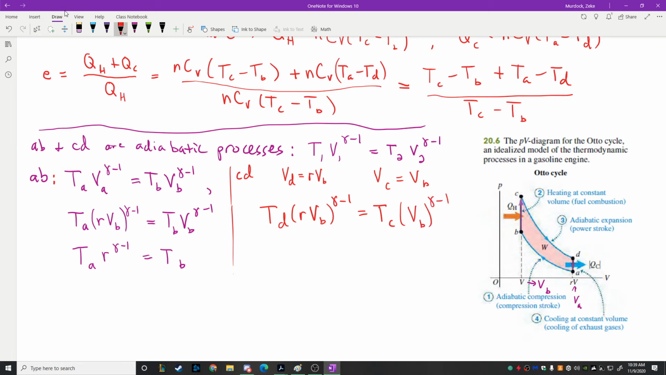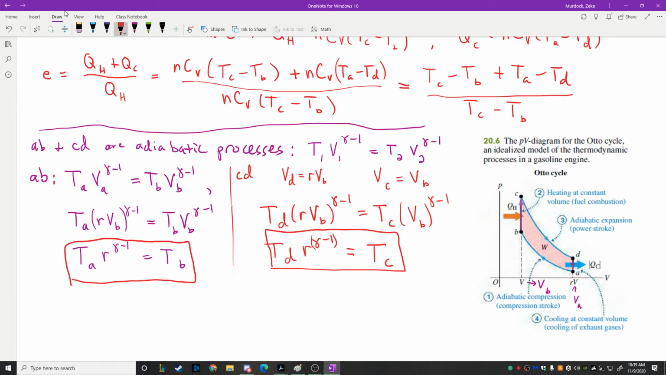I guess I could have, everywhere there's a VB, just replaced it with volume. Again, the VBs cancel, and we end up getting TD times R to the gamma minus 1 is equal to TC. So we've got this equation. We've got that equation.